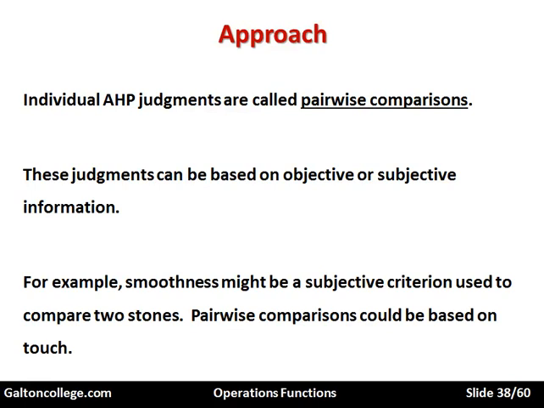We do it in all sorts of ways. For example, the smoothness of an object is subjective. We could take two stones, for example, and we could get the comparison based on touch. Which stone is smooth? It's very difficult to get an objective measure of smoothness. So we do it a lot of times. We do it often. And in business, we do it as well.